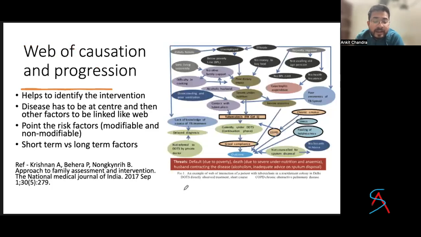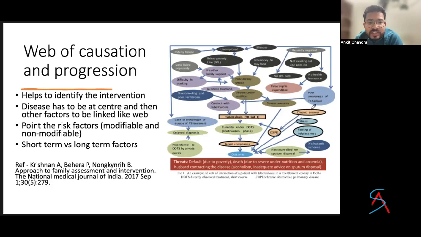Then at my college, what we are taught is that you can refer to this paper written by Dr. Anand Krishnan, Premadhav Behra, and Dr. Berry Dallin. In this, this is a case of TB. We try to make a web of causation in which the disease is at the center of the web, and it helps us see where all we can do intervention. We point out the risk factors which are modifiable and which are not modifiable.